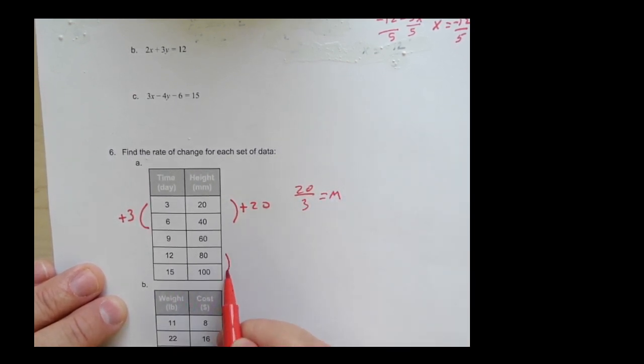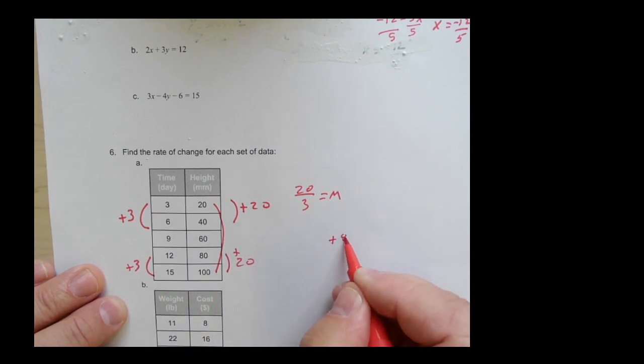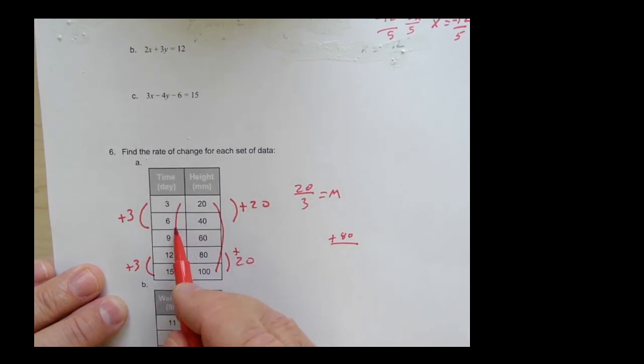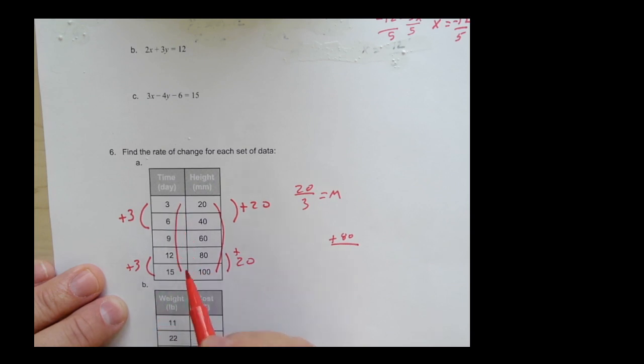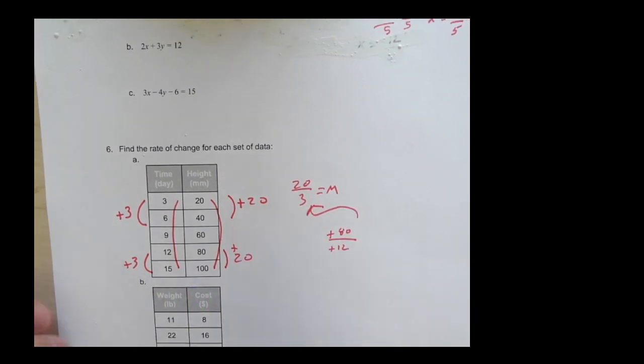And you could have chosen any of them, and you'd get the same result. You could have gone from 20 to 100. What if you went from 20 to 100? That's plus 80. And then 3 to 15 is plus 12. Guess what? If you simplify this fraction, guess what you get? That, 20/3.